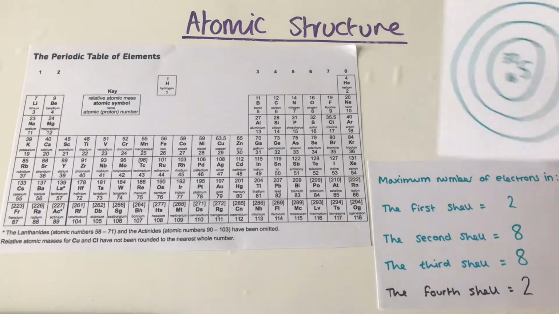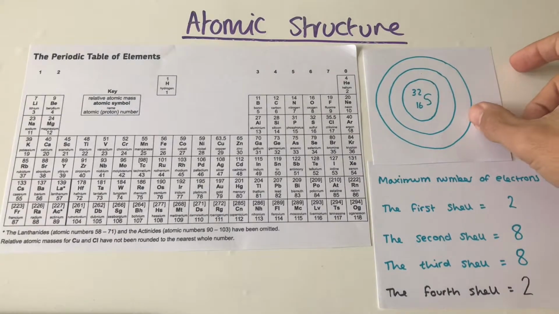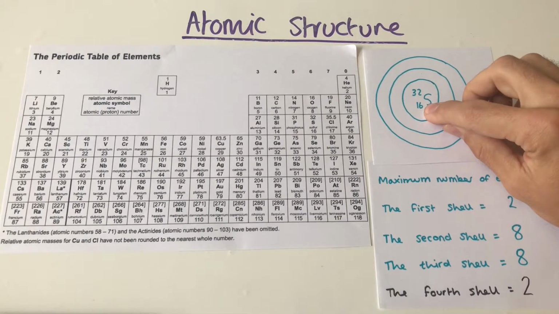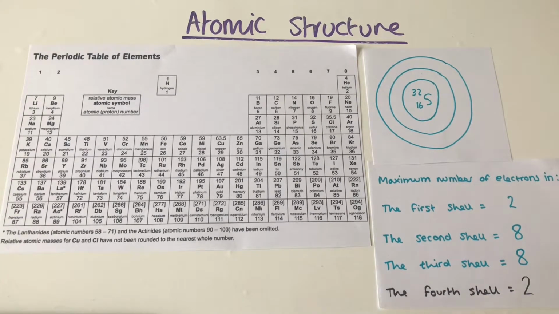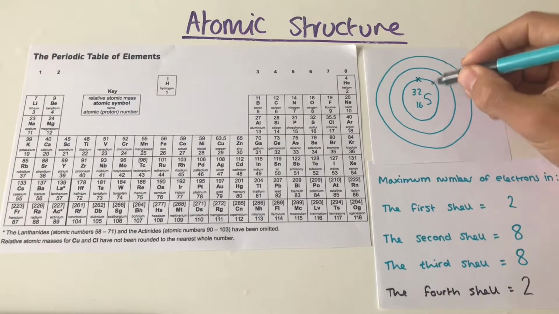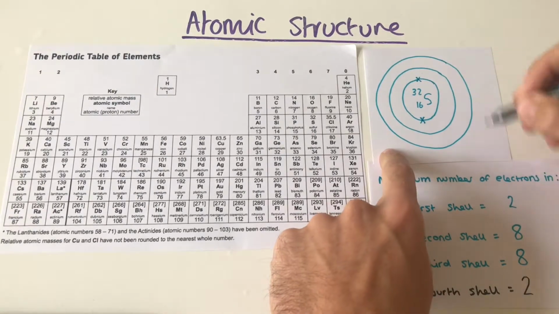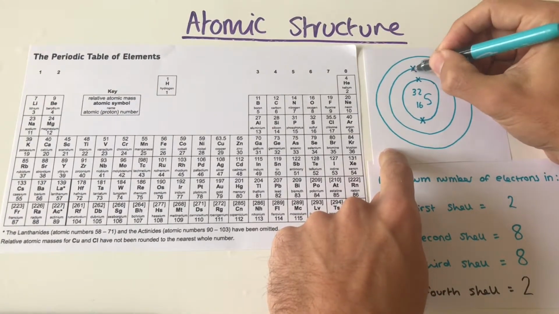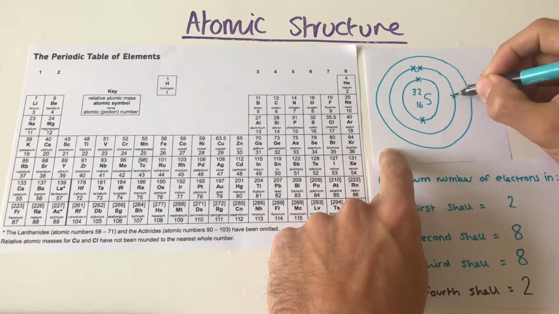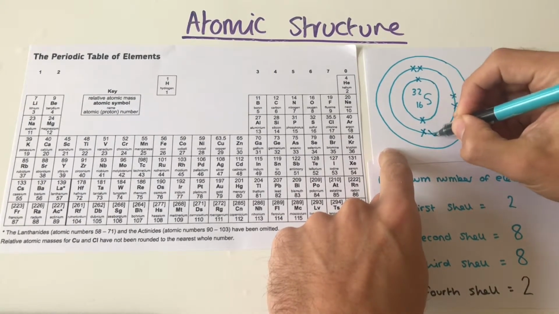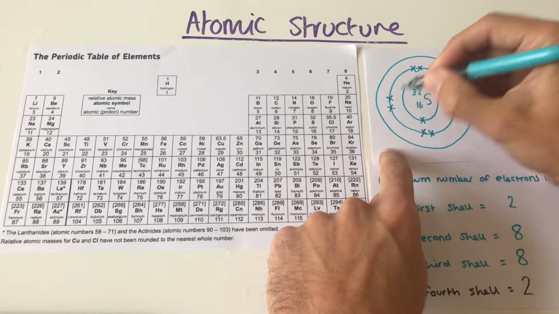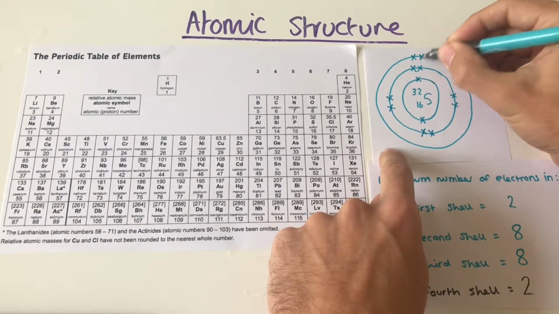My fourth example is looking at sulfur. This time sulfur has 16 protons in the nucleus. It has 16 electrons therefore. So the first shell will be 2 electrons. The next shell will be full with 8 electrons, and then the outer shell is going to have 6 electrons.